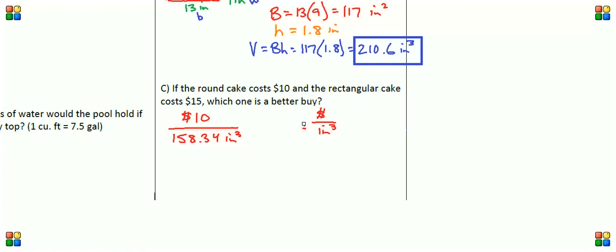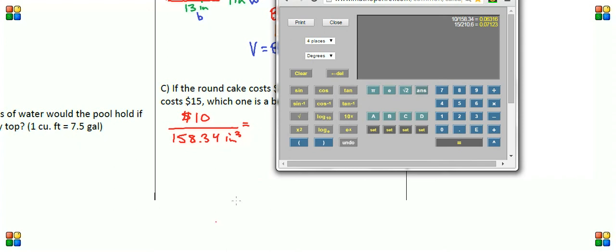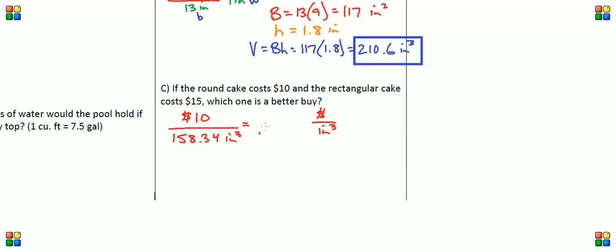I should have put the equal signs over here. Put it in our calculator. We're going to get, you can see my work, 10 divided by 158.34 is 0.063. We'll round it. 0.063 dollars per cubic inch. Now let's go ahead and do the rectangular cake pan.